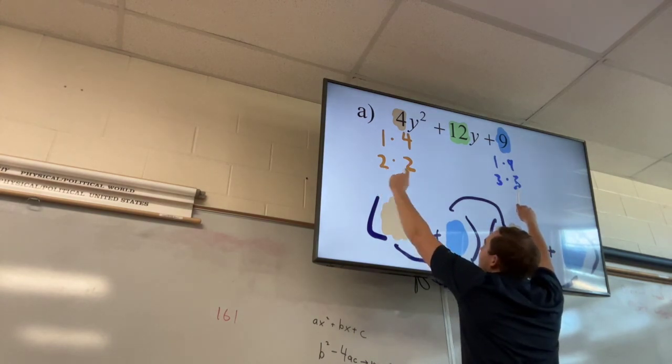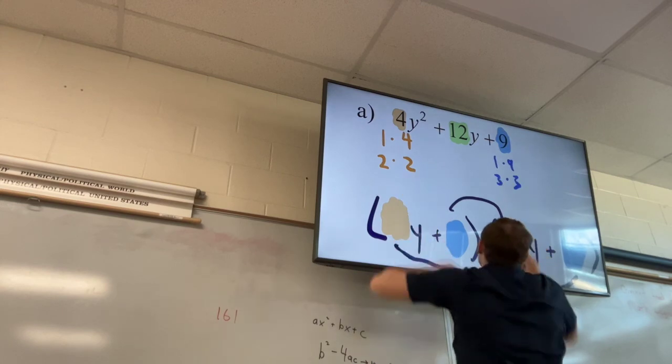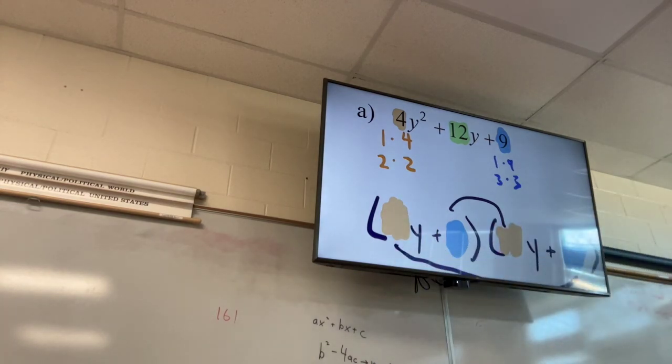Plus 2 times 3 is 6. 6 plus 6 is 12. That's going to work, okay? So these are the two pairs we want. I'm going to circle them in pink. These are the two pairs we want.